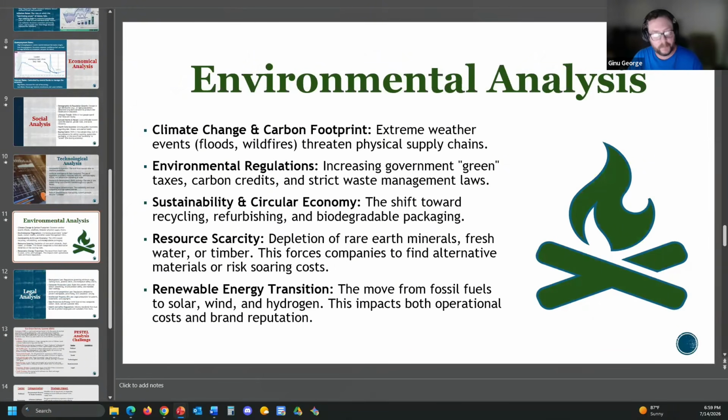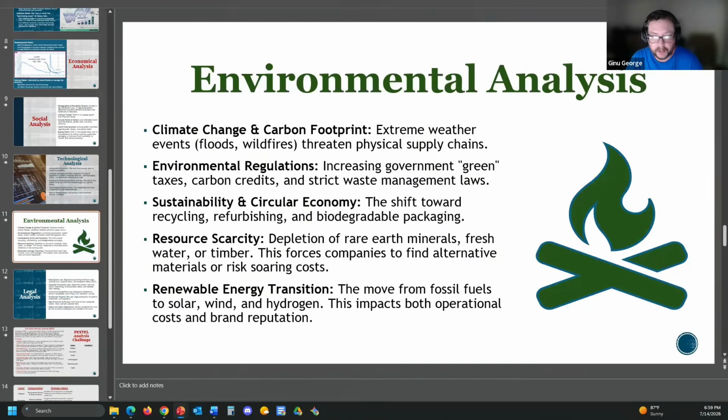Think about your cell phone, right? You usually don't throw that away. When you get a new one, you send it back and it's recycled or refurbished. So those are kinds of things that are part of environmental factors, the environmental analysis.